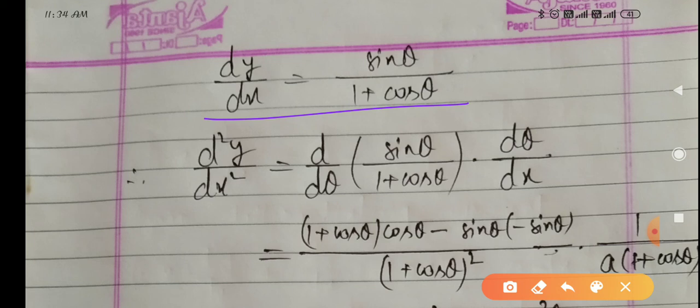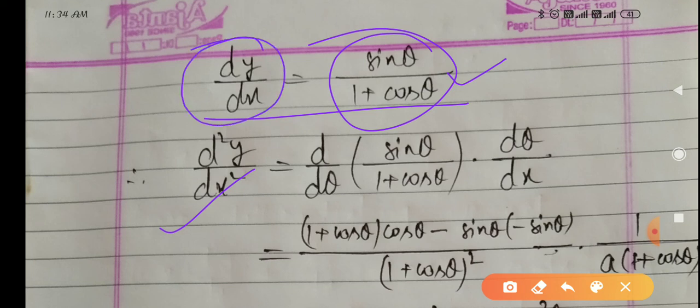Now you have to find the second derivative, d2y upon dx2. This step you have to keep in mind. d2y upon dx2, it is in terms of theta and you have to differentiate with respect to x. So how can we differentiate? Here it is in LHS, it is okay. If LHS you differentiate with respect to x, then it will become d2y upon dx2. RHS also you have to differentiate with respect to x.